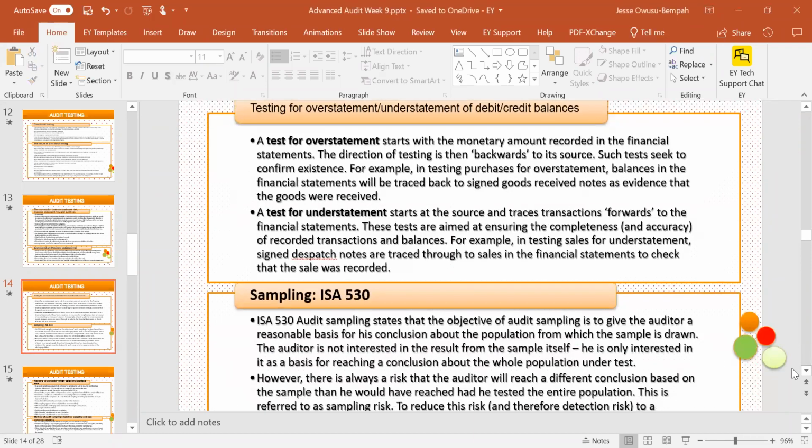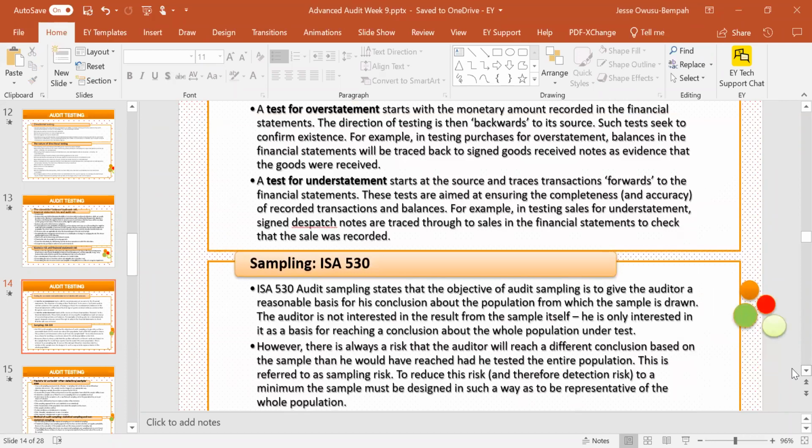So let's move on to ISA 530. ISA 530 audit sampling states that the objective of audit sampling is to give the auditor a reasonable basis for its conclusion about the population. So that's very, very important.